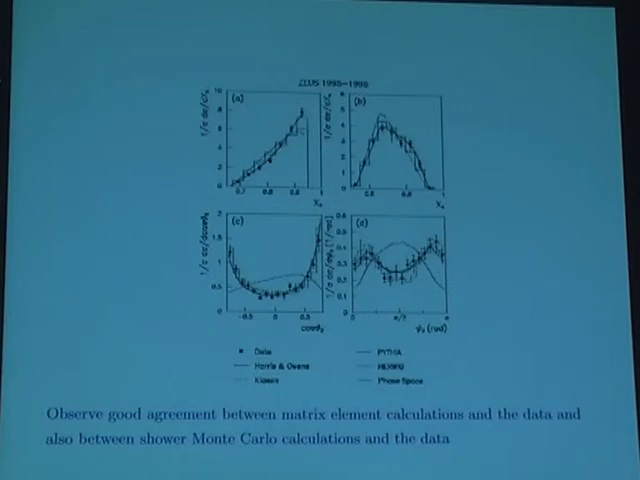The dotted curve is what you'd expect just from phase space, so you see some significant deviations from phase space that are nicely described by the QCD matrix elements. Likewise down here, you can see some asymmetries in these plots. Those are real. They're the effects of cuts on the various angles between the jets, nicely reproduced by the theory.